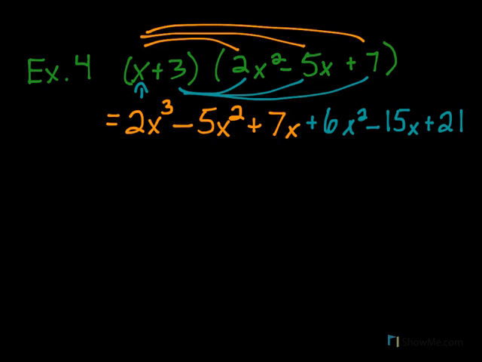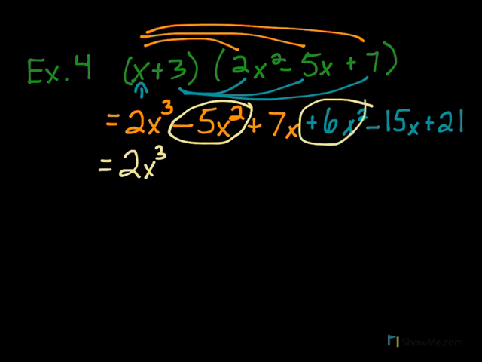Is there another 2x cubed? There's not, so I'm just going to write it like this. This is 2x cubed, and it stays like that. Now, negative 5x squared. Is there another squared term? Yes, there is, and it's this one right here. Plus 6x squared.